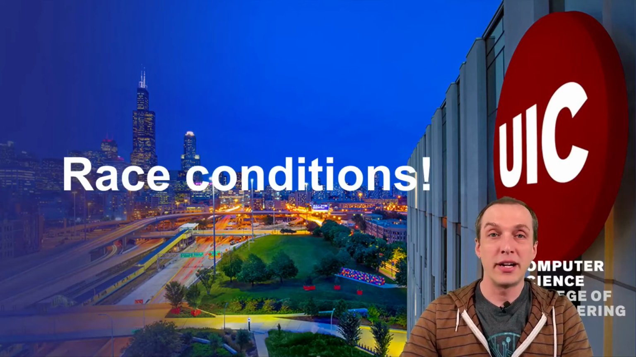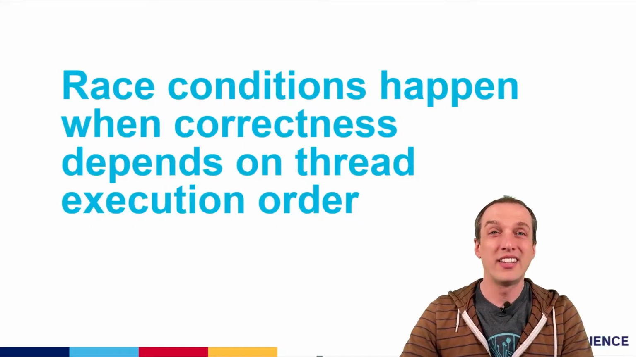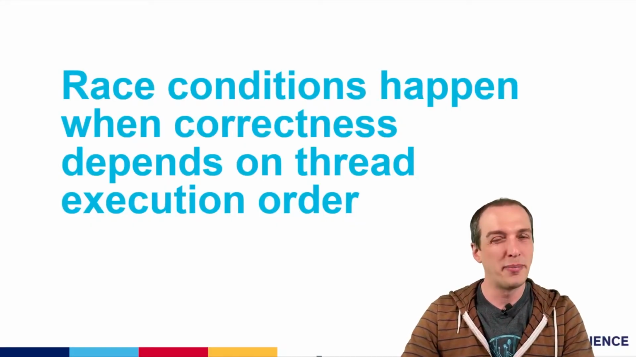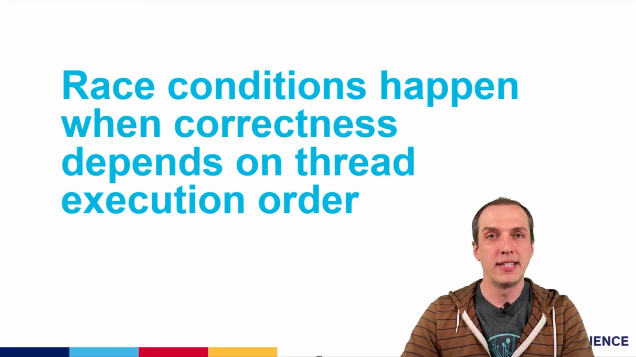This video is all about race conditions. The TLDR is that race conditions happen when correctness depends on interleaving. This means that the order in which each of the instructions from each of the different threads runs has an impact on whether the thread does its job correctly or not.